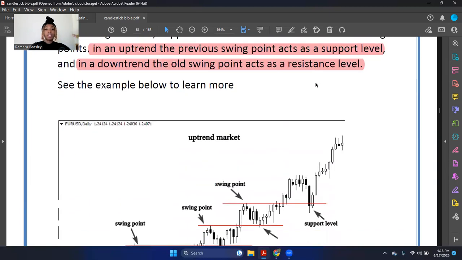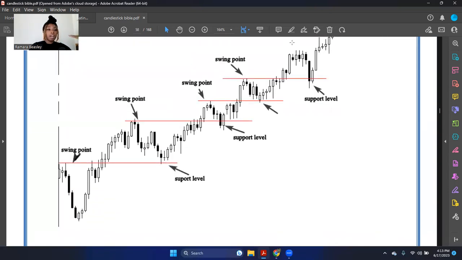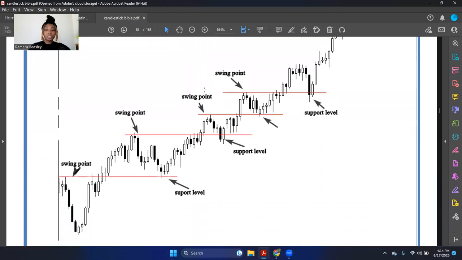In an uptrend, the previous swing points act as a support level, and in a downtrend, the old swing points act as a resistance level. All right, so swing point, this was a resistance. Now it became support. Okay, it broke out and then landed right here. This is our swing point. This is our resistance. It broke out, became support. So let's go find our support and resistance levels.